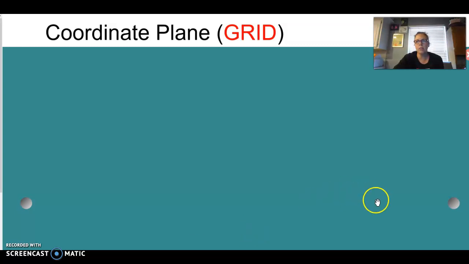Okay, we are going to talk about graphing on a coordinate plane, though now we're going to start calling it a grid. Okay, so write that down. Remember, you can pause it whenever you need to, but we're going to talk about graphing on a coordinate plane, or a grid is also what it's called.